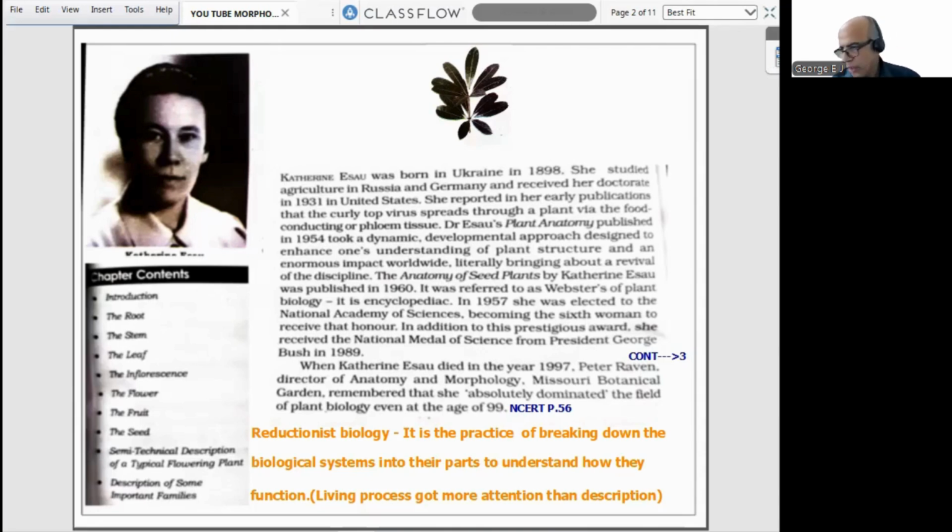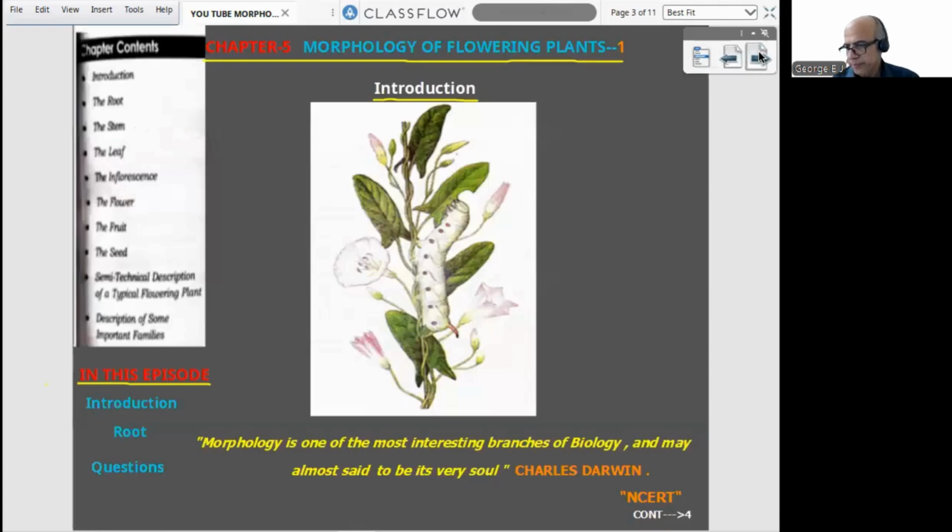Now we can proceed to our topic after the introduction. That is chapter 5, Morphology of Flowering Plants. Here we can find the content. The introduction is there. This photograph is the old NCERT photograph when the morphology begins. And below that, there is a famous statement given: Morphology is one of the most interesting branches of biology and may almost be said to be its very soul. This comment was given by the famous scientist Charles Darwin, found in previous NCERT editions, not this edition.